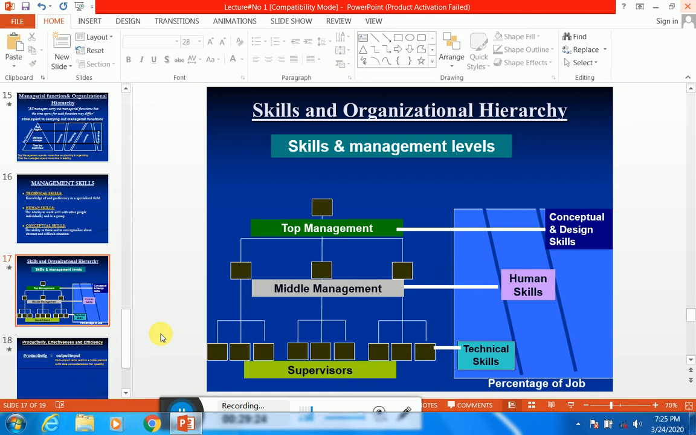At the third level, the supervisory level, your first line management, they mostly interact with the people, the non-production oriented people, the non-professionals. So therefore they mostly require the technical skills.